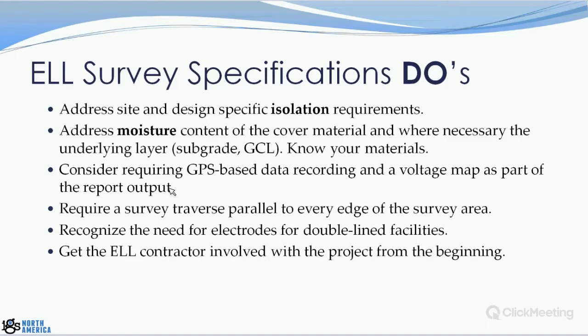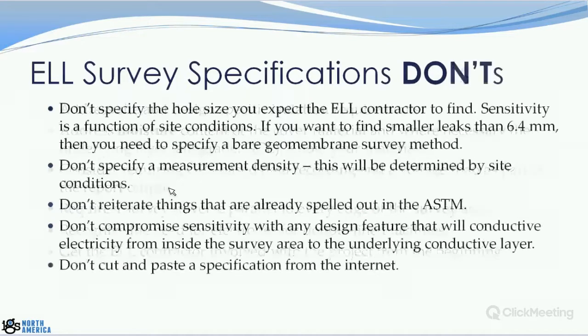So the other thing that's really important as a design engineer is that you do need electrodes in your underlying conductive layer for double line facilities. It's very easy to lay it out during construction, not so easy sometimes after everything is built. But the most important thing is just get the ELL contractor involved with the project from the beginning and get their advice on what needs to happen with the project from that point.